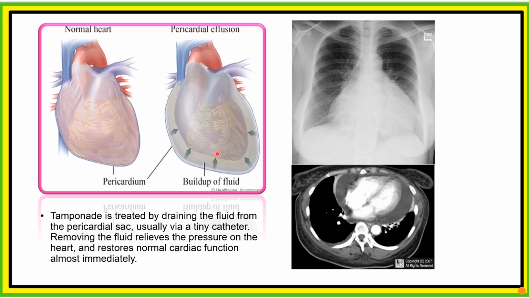Tamponade is treated by draining the fluid from the pericardial sac, and this is usually via a tiny catheter that will help remove the fluid and relieve the pressure on the heart, and also restore normal cardiac function almost immediately. So in this heart, we are seeing a case of pericardial effusion, and then even in this radiograph, we can also see a case of pericardial effusion.